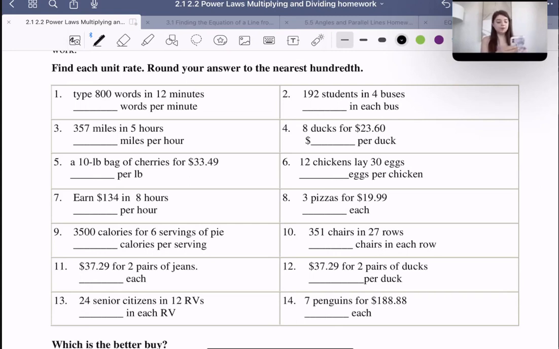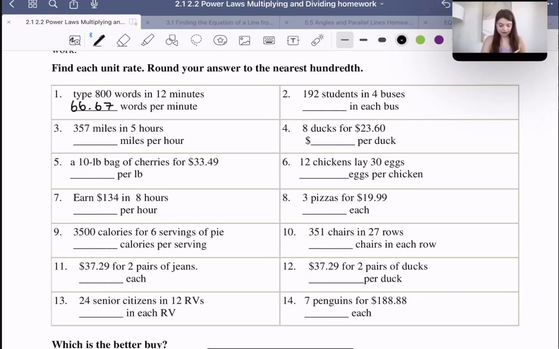Well, if we grab our calculator and we do 800 divided by 12, right? We do 800 words. We're dividing that into 12 groups. We're going to find out how many words for each 1 minute, and we get 66.666 and so on. I am just going to round that. It says round your answer to the nearest hundredth. Nearest hundredth, as a reminder, means nearest two decimal places. So I'm going to say 66.67 words per minute, which is not a bad speed at all, I don't think.